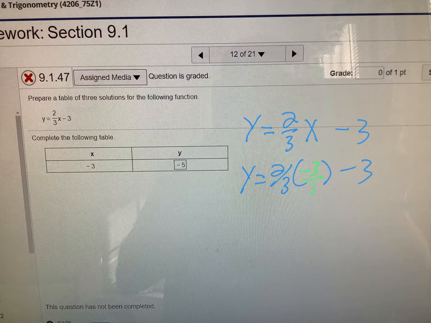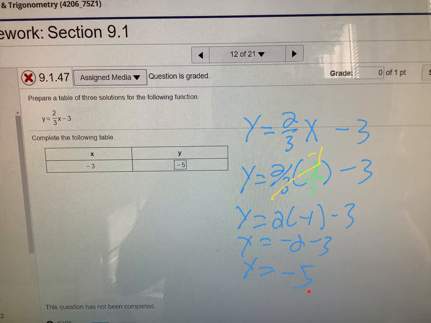The 3's are going to cancel here. 3 goes into -3 minus 1 time. So they made a nice problem here. And so y equals 2 times -1 minus 3. So you want to multiply and then subtract. And so the value of y is going to be -5.